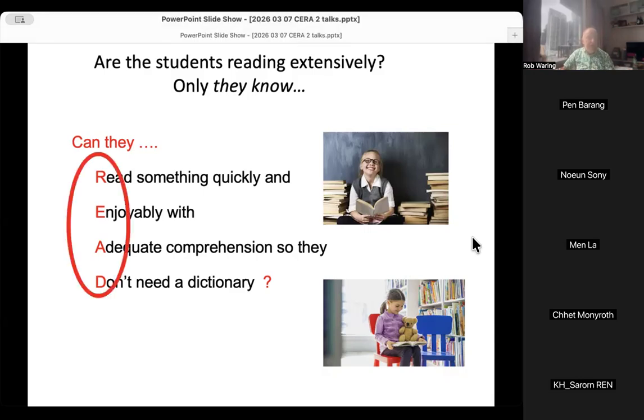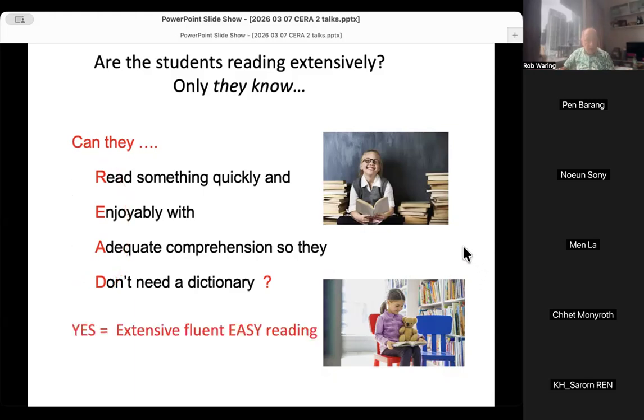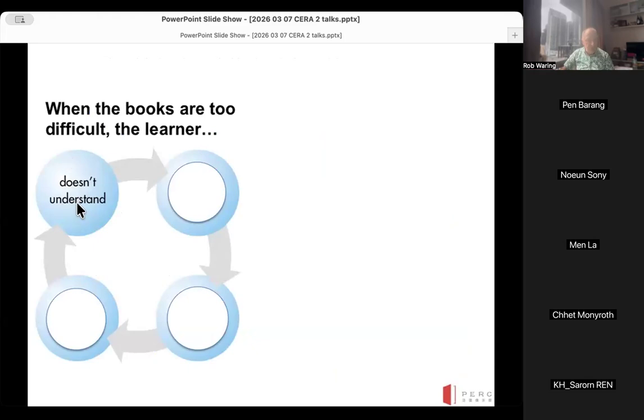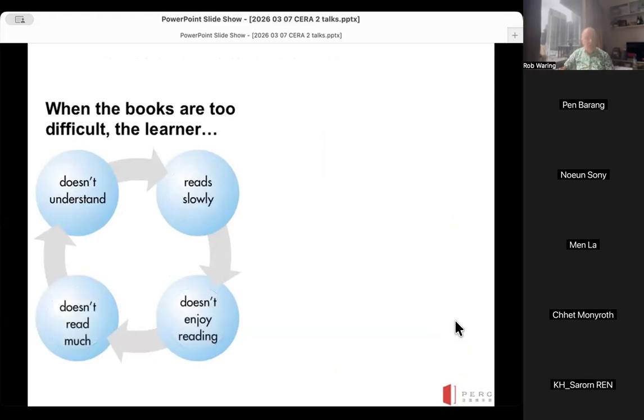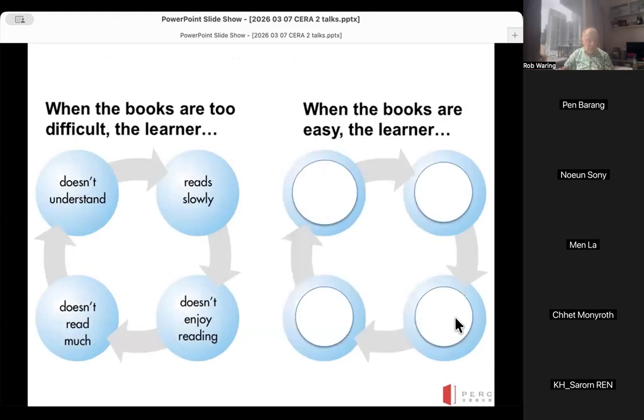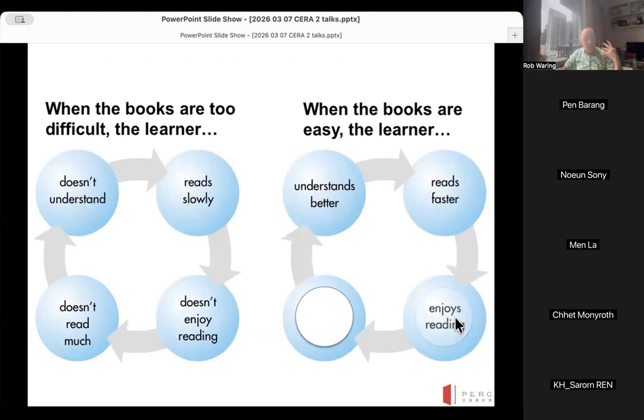So READ, this is the main criteria for an extensive reading class. If the answer is yes, then the students are doing easy reading. If not, they are study reading. If a book is too difficult, the learner doesn't understand, and therefore they read slowly, therefore they don't enjoy, and therefore they don't read much. This is the bad cycle of reading. When the books are easy, the student will understand better, read faster, enjoy their reading, and read more, and so on and so on. This is the kind of goal that we want our students to get to.